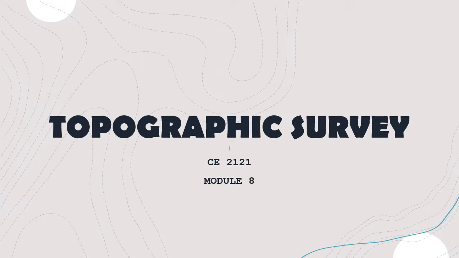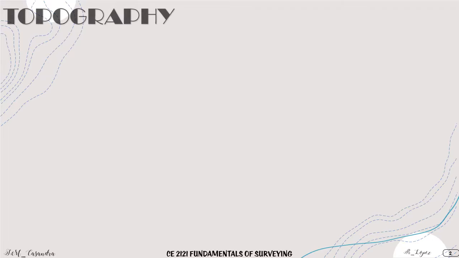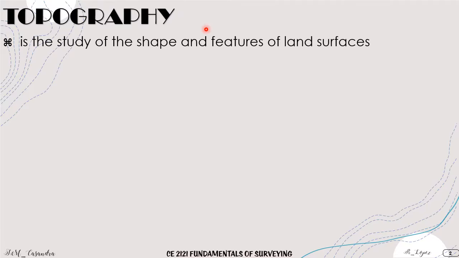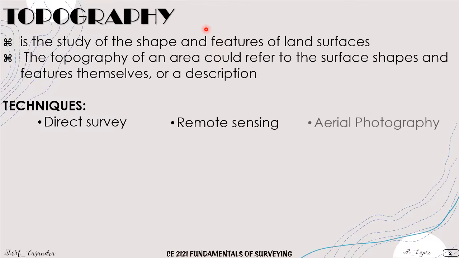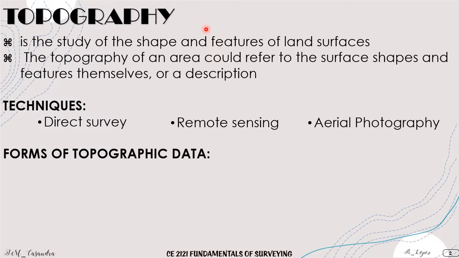Good day. Today we are going to discuss Module 8 of CE 2121 Topographic Surveys. So we define now topography as the study of the shape and features of land surfaces. The topography of an area could refer to the surface shapes and features themselves or a description of it. The techniques used for topography would be direct surveys, remote sensing, and aerial photography.